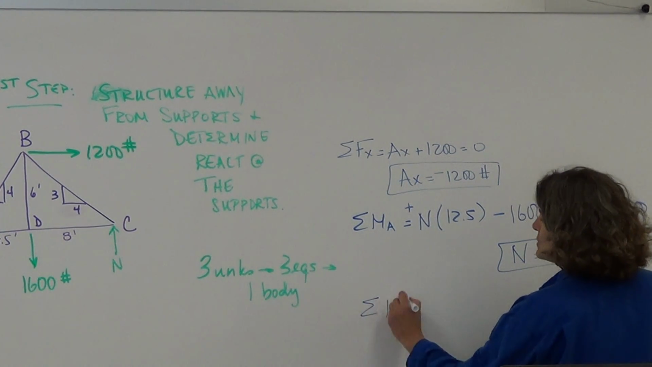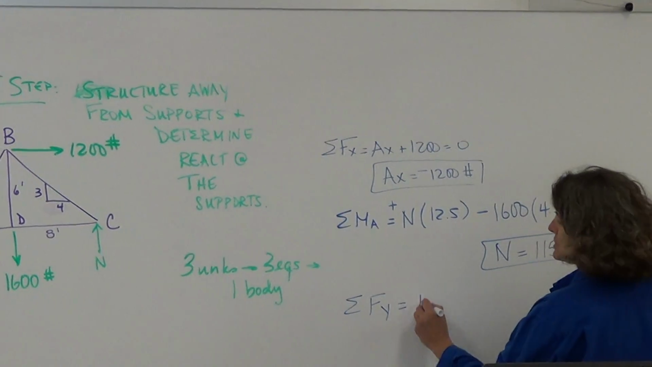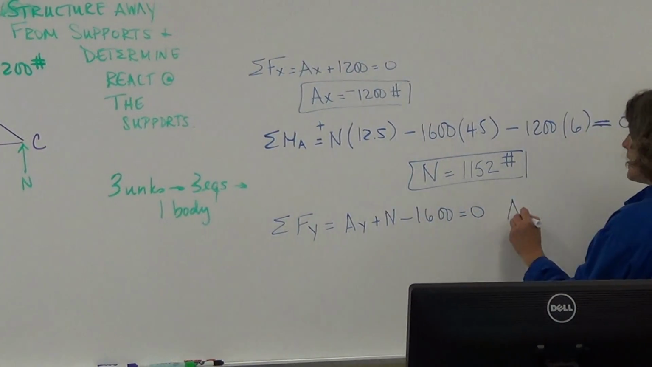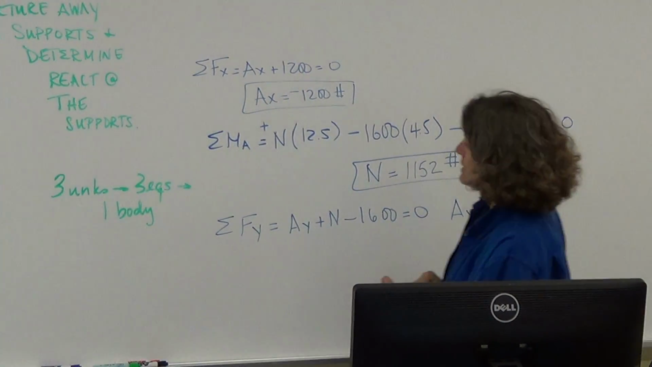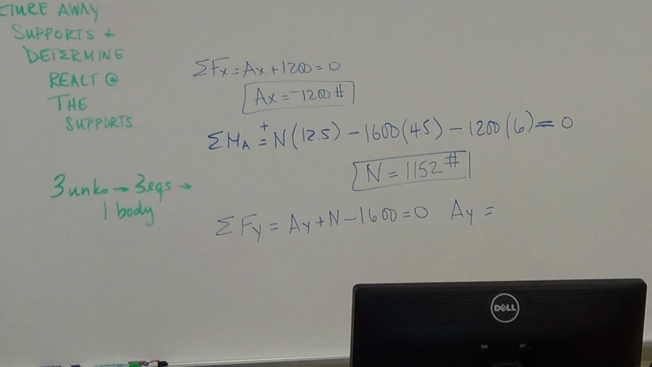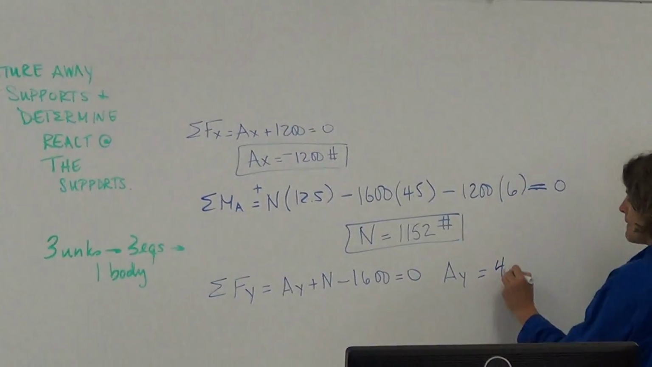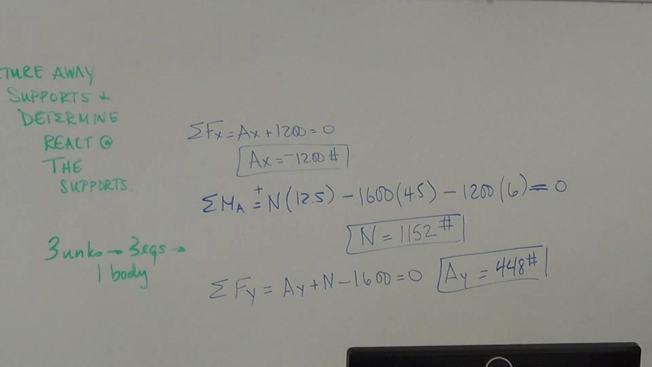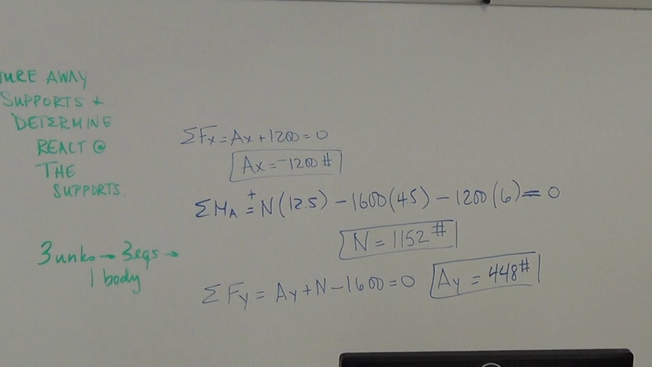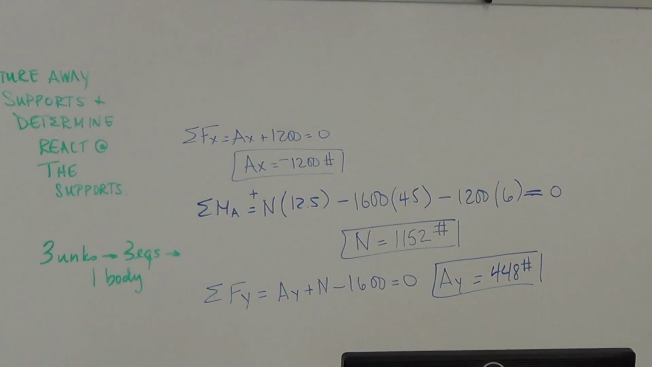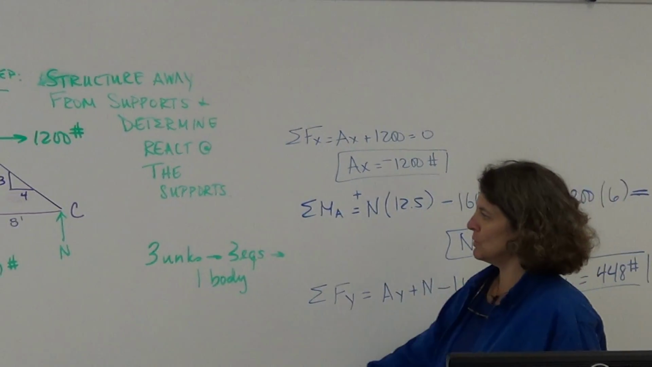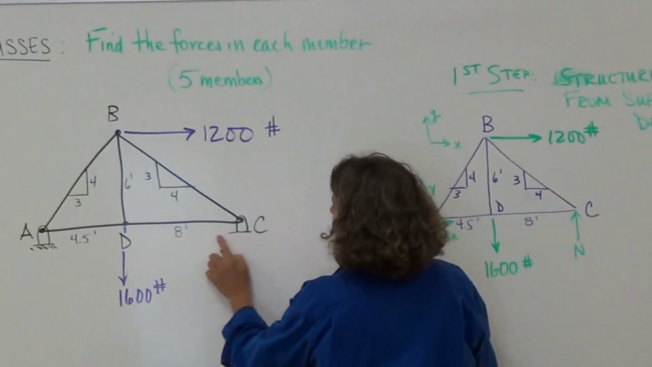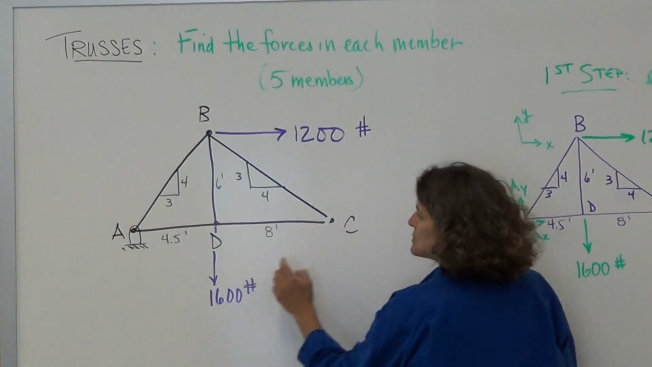Okay, and then the last equation, sum of the forces in the Y, which is AY plus N minus 1600 equals 0. And AY turns out to be 448. Okay, this is nothing different than what we've done before. We have a structure. We found all the main supports. So if we want to redraw this now, I'm going to go back to our original diagram, and I'm going to erase the supports here because we removed it from the supports.